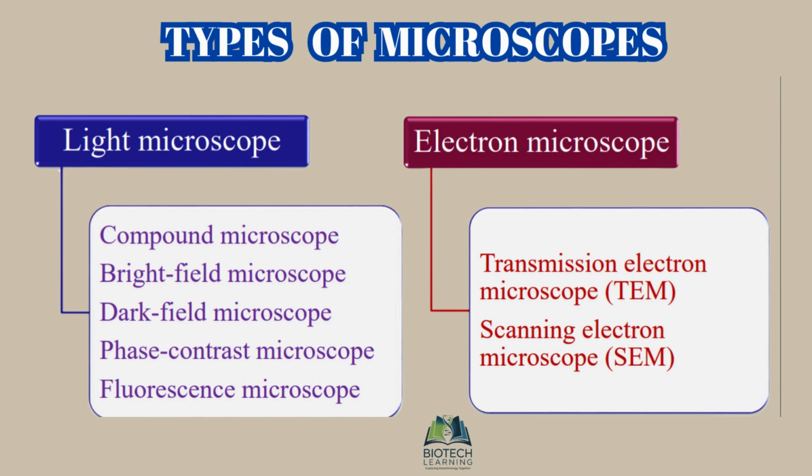The two main types are the transmission electron microscope, great for internal structures, and the scanning electron microscope, amazing for surface details.